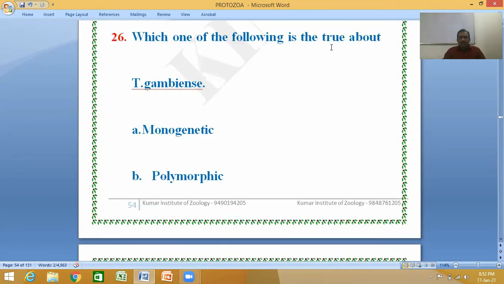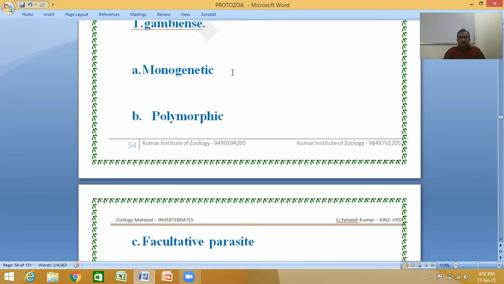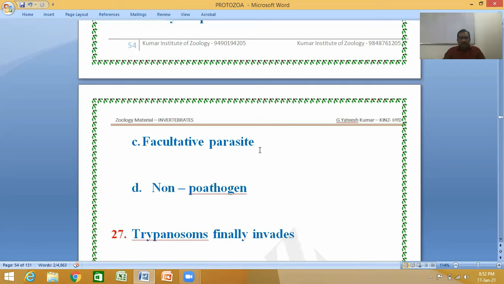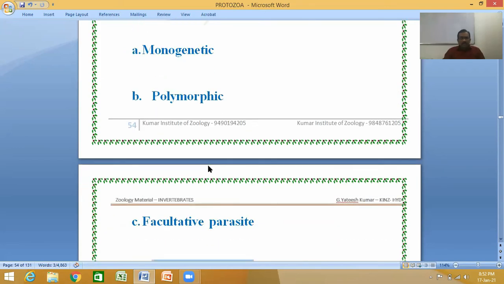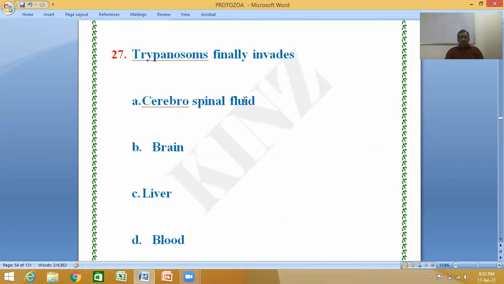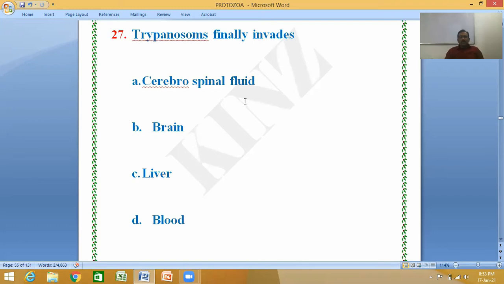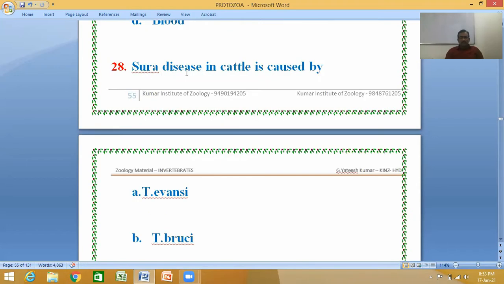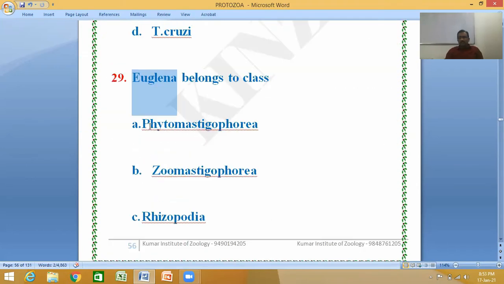Which of the following is true about Trypanosoma gambiense? It is monogenetic, polymorphic, a facultative parasite, non-pathogenic, and it is polymorphic. All the trypanosomes finally invade the cerebrospinal fluid. Surra disease in cattle is caused by Trypanosoma evansi, of the class Phytomastigophora.